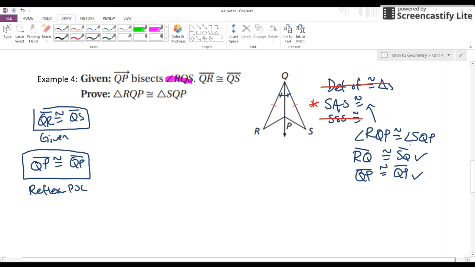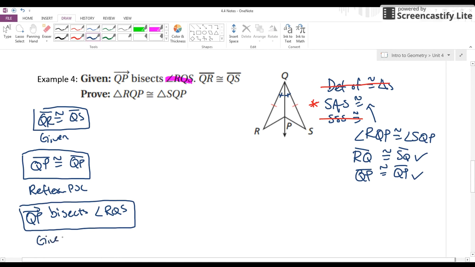Check. Finally, I need to get this pair of congruent angles. So look at your last given. QP bisects angle RQS. Oops, RQS, right? That's my given. Remember, what does bisect mean? Use that definition of that vocabulary word to help you take it one step further. Remember, bisect means to cut in half. So that means, by definition, those two halves are congruent. So angle RQP should be congruent to angle SQP by your definition of angle bisector.